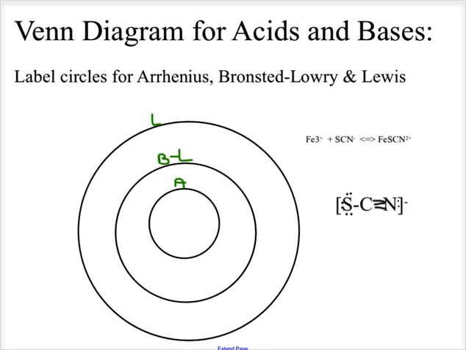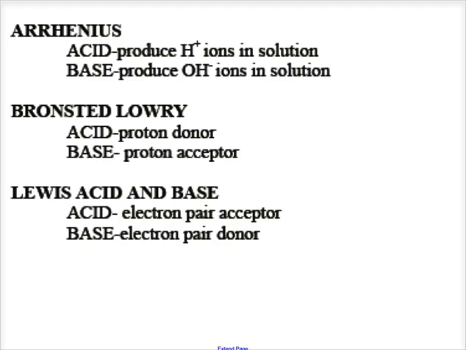The lab that you just finished doing is a good example of a Lewis acid and base. The thiocyanate ion has lone pairs on both the sulfur and the nitrogen, and it's the sulfur on the thiocyanate that serves as the electron pair donor to the iron +3 ions. And so this ion is called the electron pair donor, which according to the Lewis definition would make it a base.